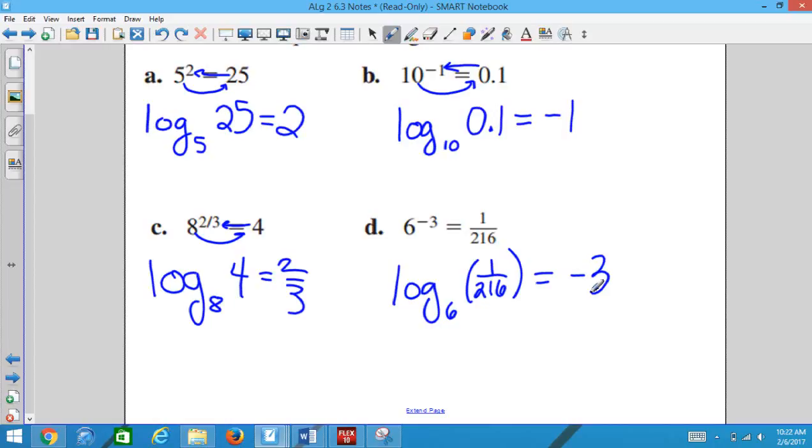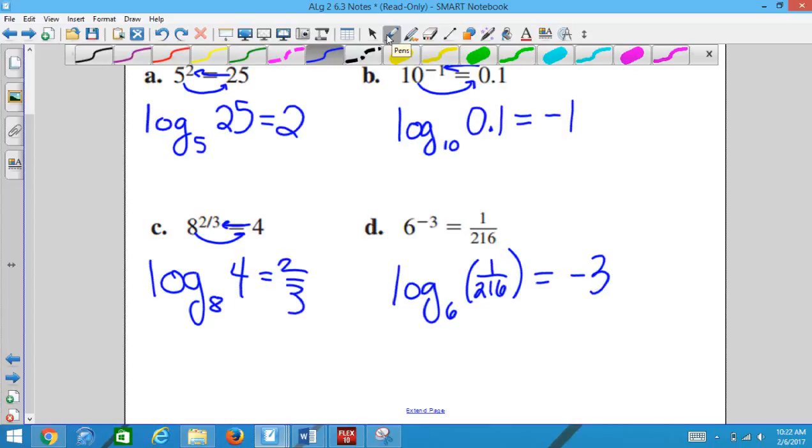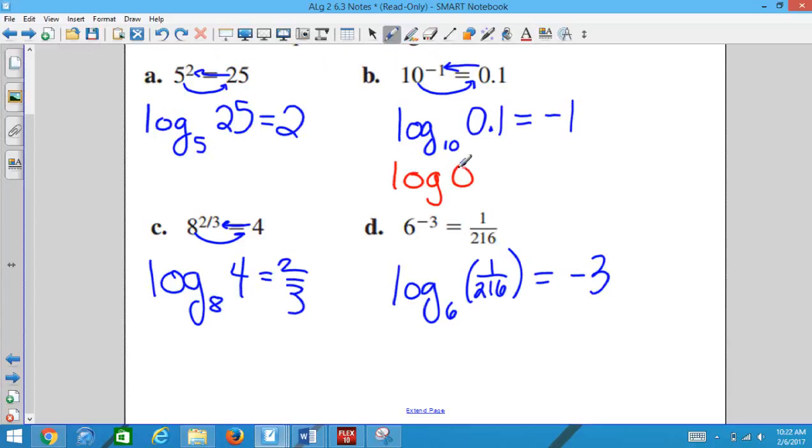Now, on question B, I actually would not have written it that way. I would have written this as log 0.1 equals -1. Because when the base is 10, it is common. It is something that we use logs very often that are in base 10. We use them so often that log without a base written there is automatically known to be base 10. So if you see something that says log 0.1 equals -1, you should know that that base is 10. They're just not going to write it.